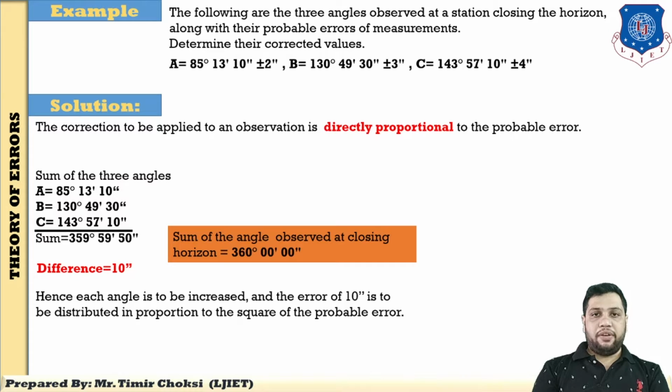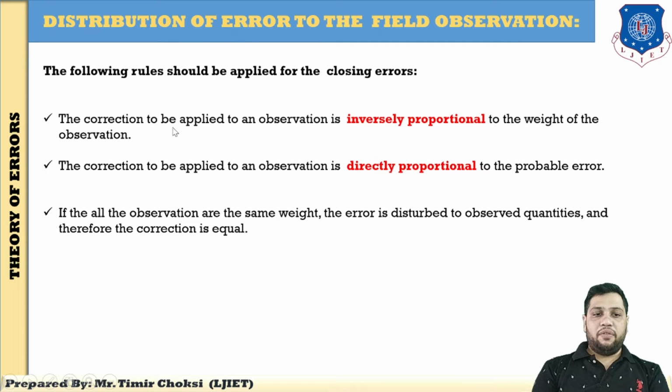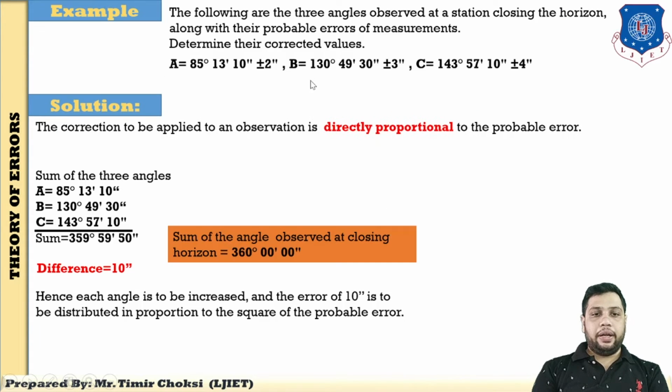First step, you have to find which rule is used in this example. Here a probable error is given. The first rule, the correction to be applied to an observation is inversely proportional to the weight of the observation, but here weight is not given. So the first rule is not applicable in this example. The second rule, the correction to be applied to an observation is directly proportional to the probable error. Probable error is given in this example, so the second rule is used in this example because probable errors are given in the data.